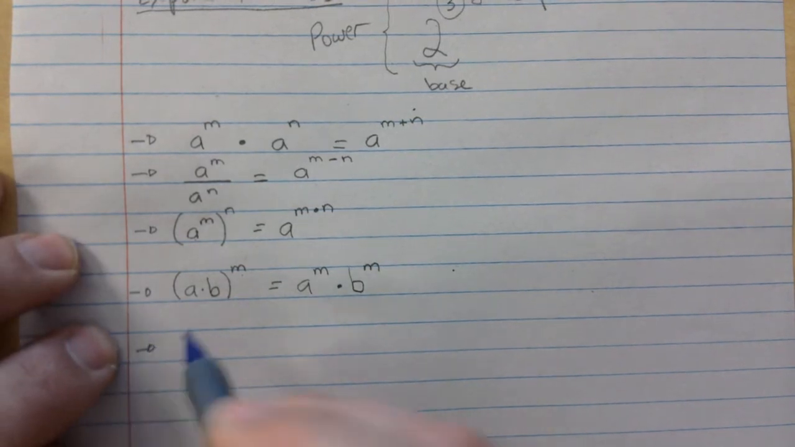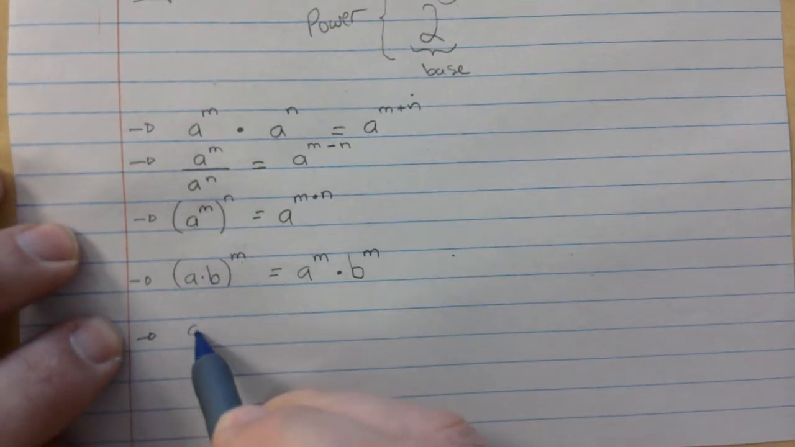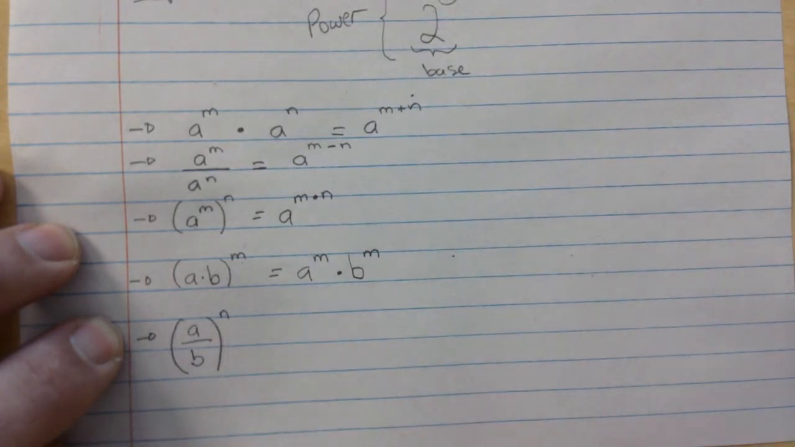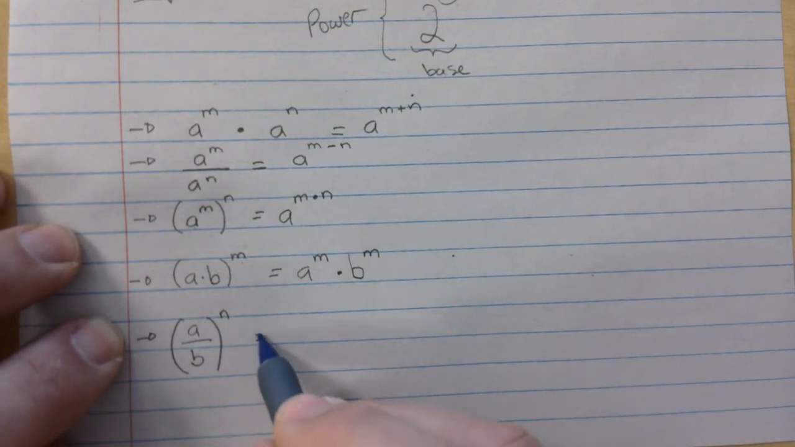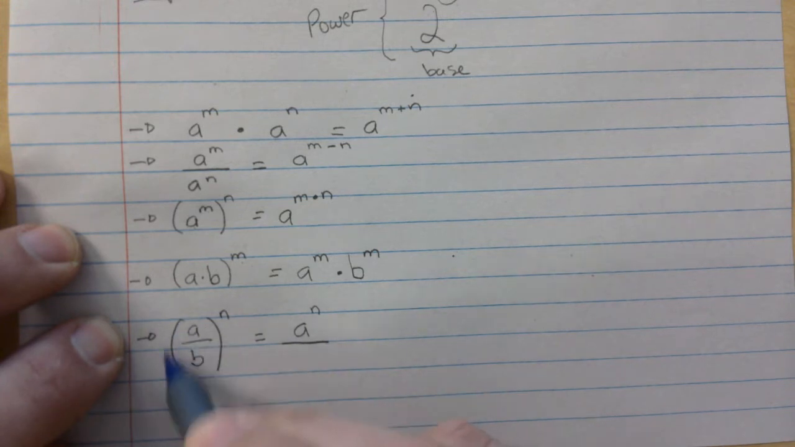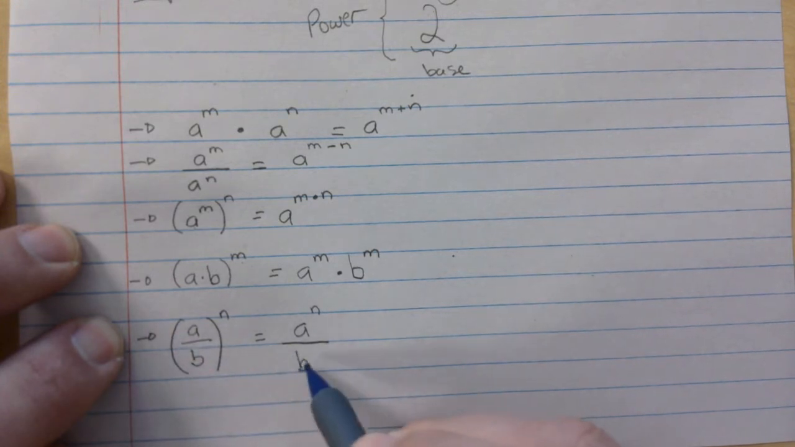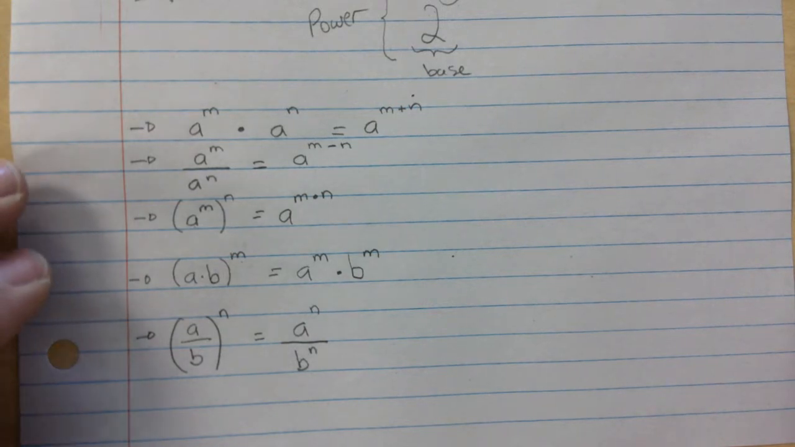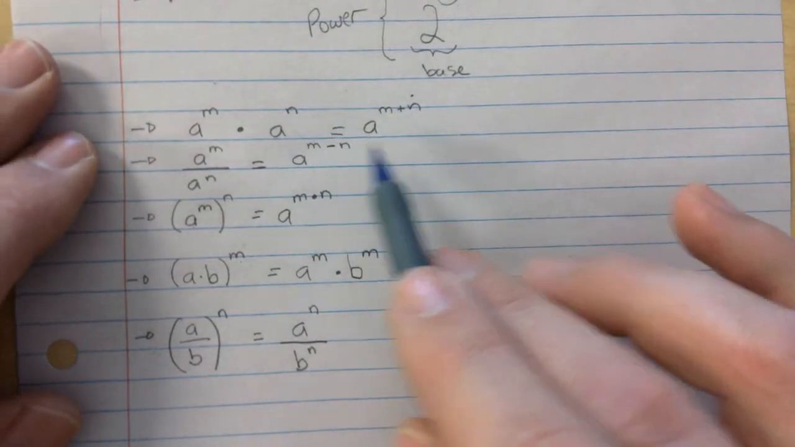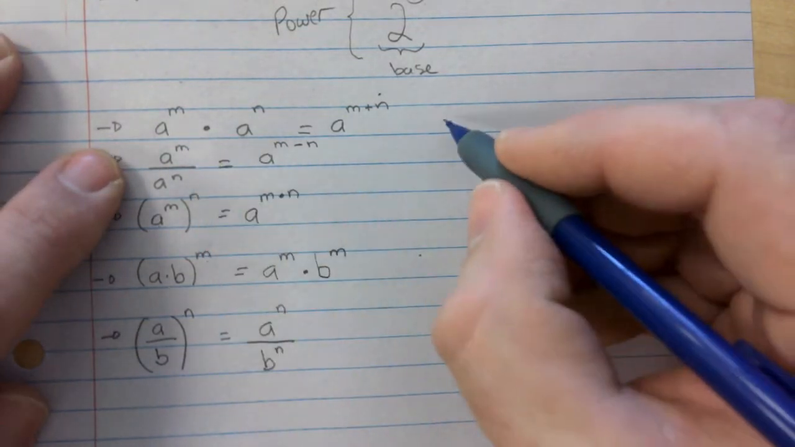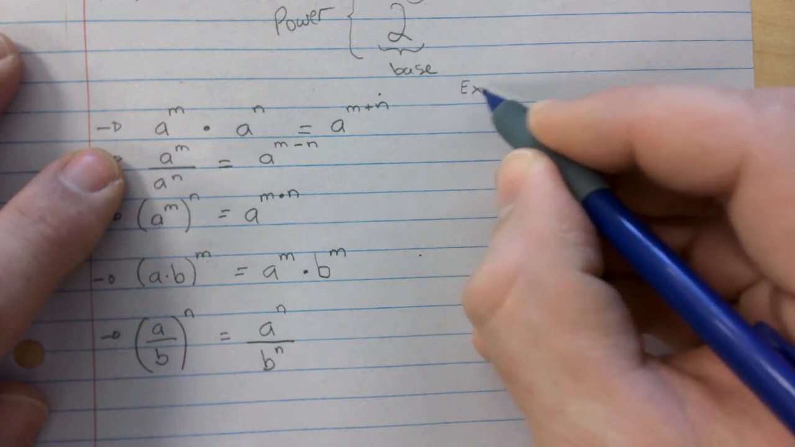Then we have this one, which is similar to this. If you have a over b, and that whole thing is raised to the power of n, let's say, then it just means that you can get rid of that bracket and apply that power to both, whatever is inside, by the way. And I'll give you some examples next to each of these here. Okay, so let's say you have some examples on this side.